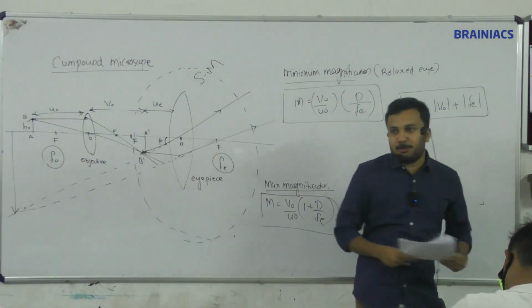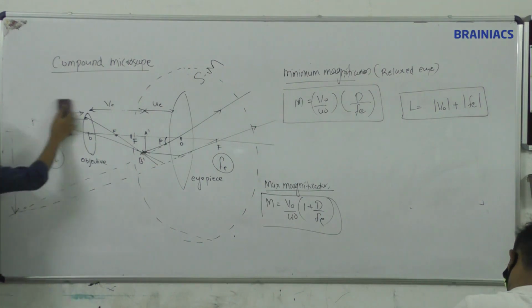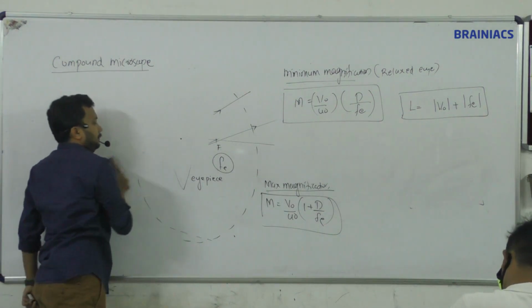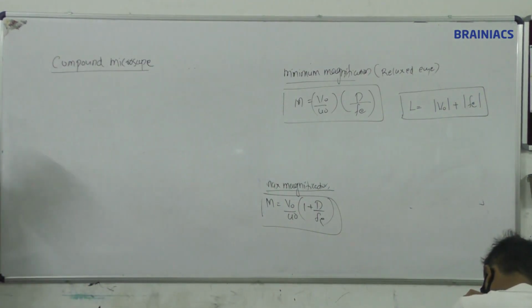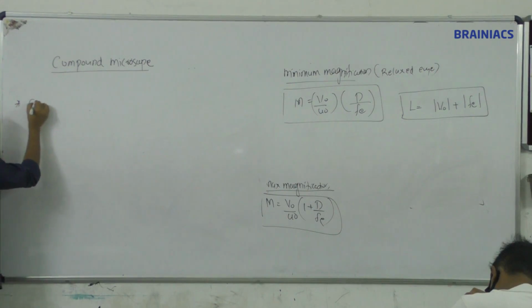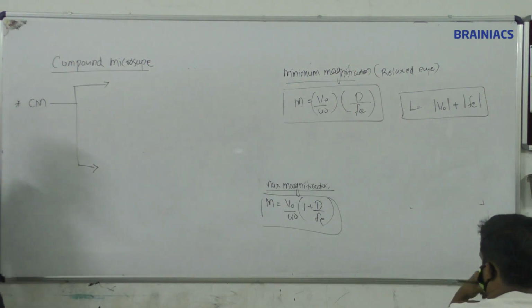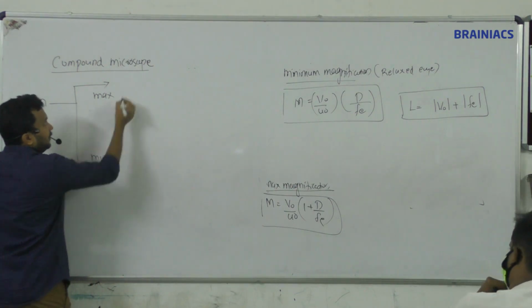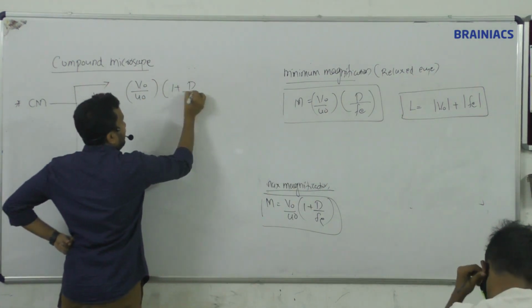Understood? Simple microscope, compound microscope. Then we'll write a summary for the simple microscope. What we have written for a compound microscope: conditions for maximum and conditions for minimum. Maximum conditions: V0 by U0 into 1 plus D by FE.